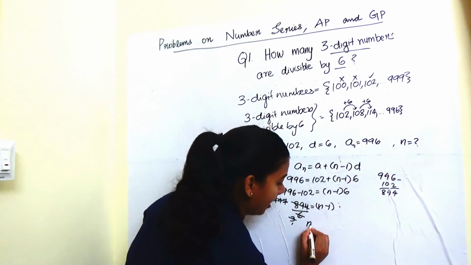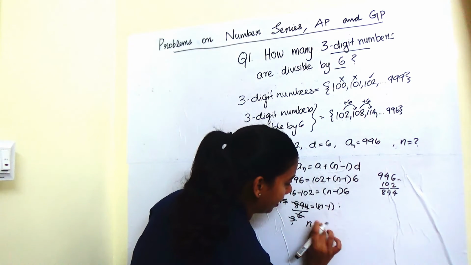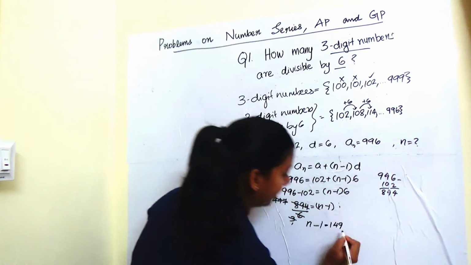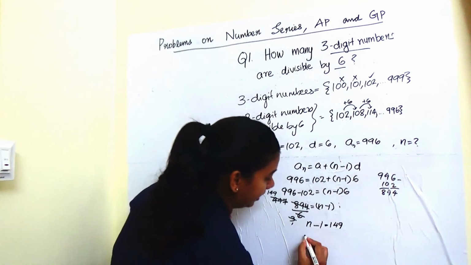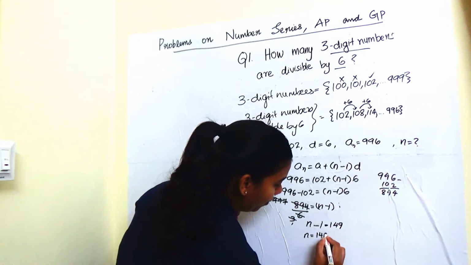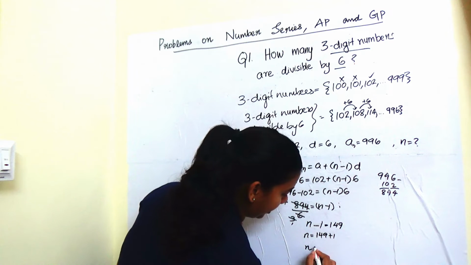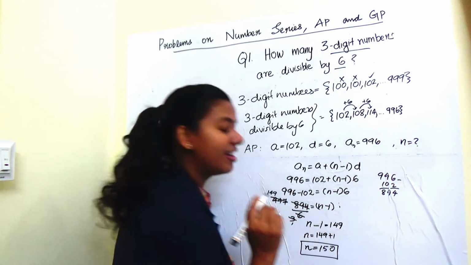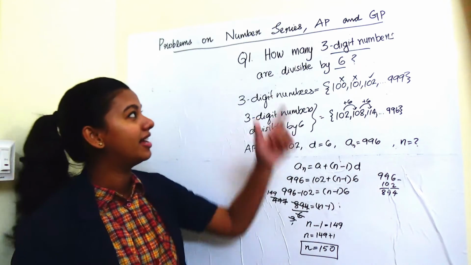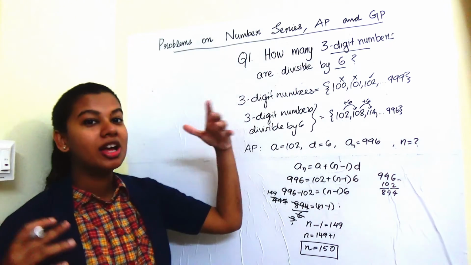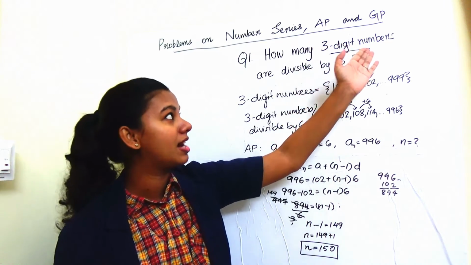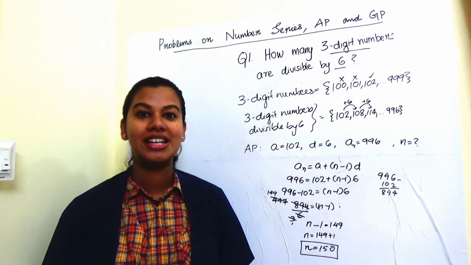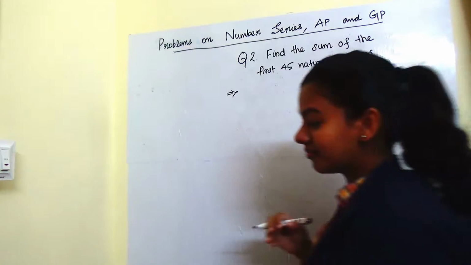So I can write n minus 1 equals 149. That is n equals 149 plus 1. So n equals 150. That is the final answer. So the number of 3-digit numbers which are divisible by 6 will be 150. Okay, so let's go to the next problem.